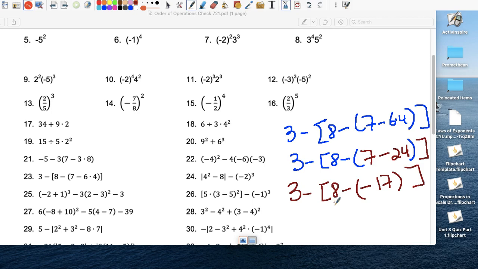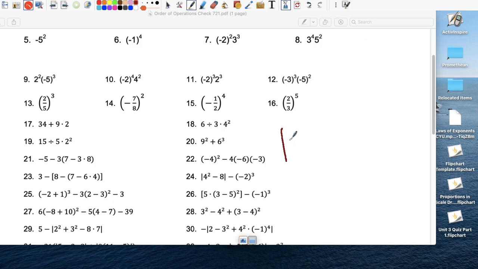Right? So now inside the brackets, you have 8 minus negative 17, which is the same thing as 8 plus 17, which gives us 25. And the last thing we have now is 3 minus 25, which is negative 22. Okay.